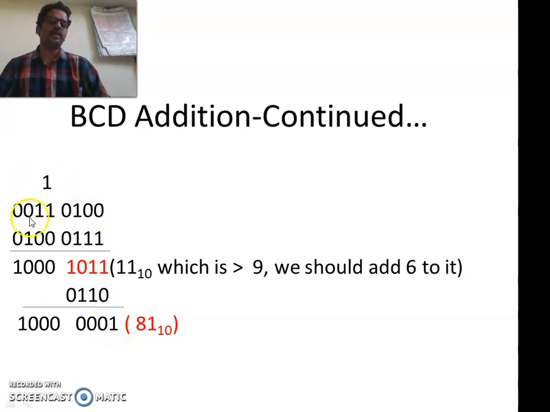Then while adding this pair of digits along with the carry, we get the result as 1000, which is nothing but 8, which is also a valid BCD digit. So we are bringing down this 1000 to the end result. The end result can be read as 81, which is nothing but 81 in our decimal form.